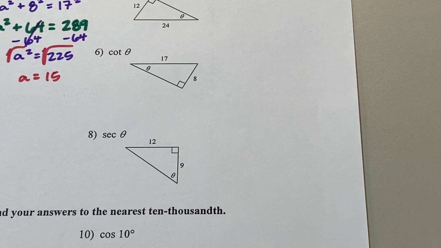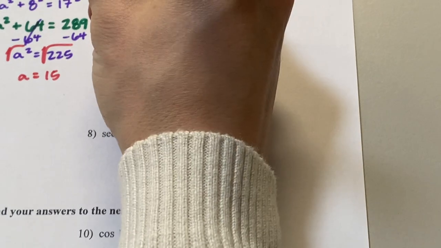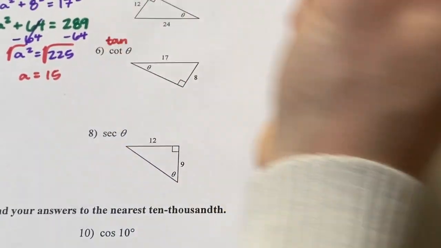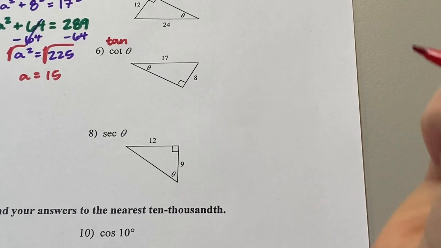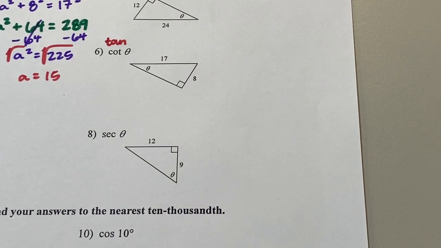So what do you notice that's different now? Is cotangent one of our three originals or one of the reciprocals? It's one of the reciprocals. Which one is it the reciprocal of? Tangent. Okay, so let's put a little note that cotangent is the reciprocal of tangent. I'm just going to make that little note on my paper. Tangent is going to help us find cotangent.